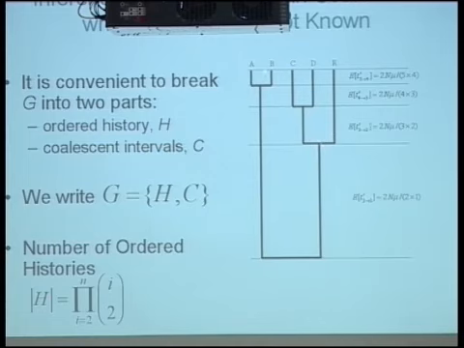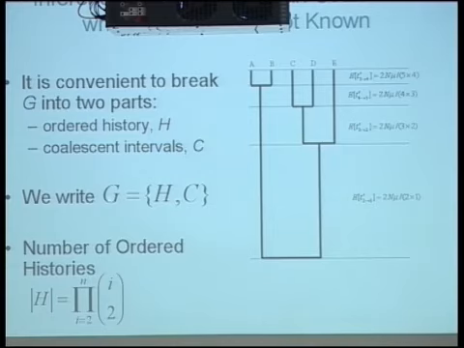I could have another ordered history with exactly the same topology where I have CD coalescing first, and then AB, and then CDE. That's a second ordered history with the same topology. And of course, I can have the third ordered history, which is simply CD, then CDE, and finally AB, and then ABCD. So I have various ordered histories, and I have coalescent intervals. We can write the genealogy, therefore, as a kind of a combination of ordered histories. Any one genealogy is specified by the combination of the ordered history and the coalescent intervals themselves.